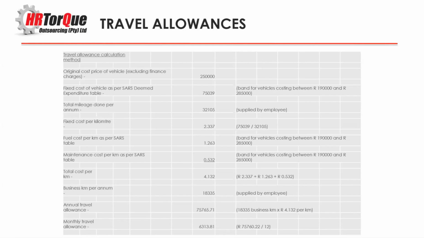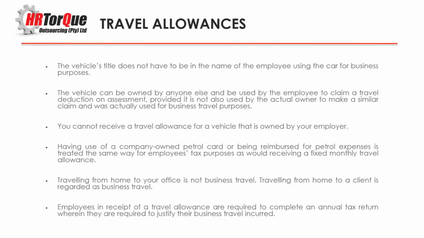employee using the car for business purposes. You might have used one of your parents' names, or you might have used your spouse's name. So the person who owns the vehicle is pretty irrelevant here. What is important is that vehicle must have been used by you in the performance of your duties.